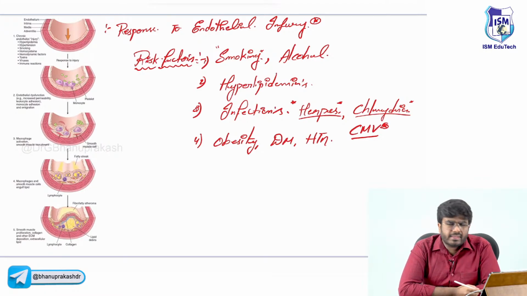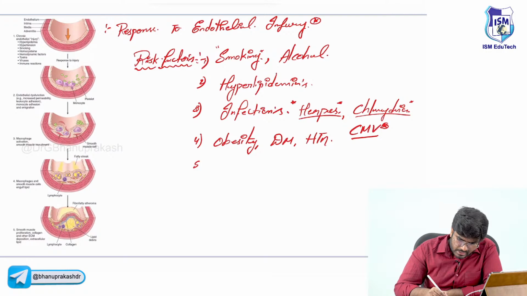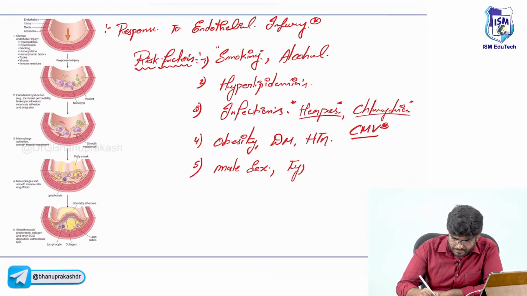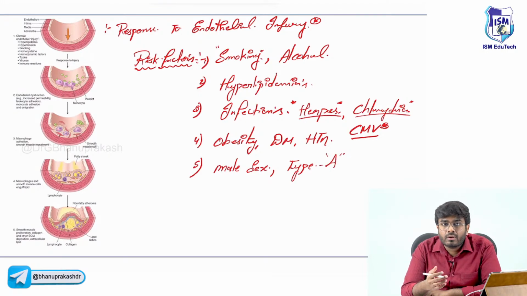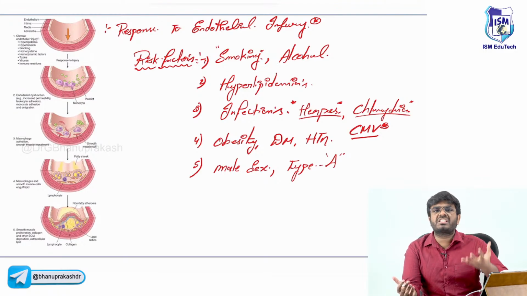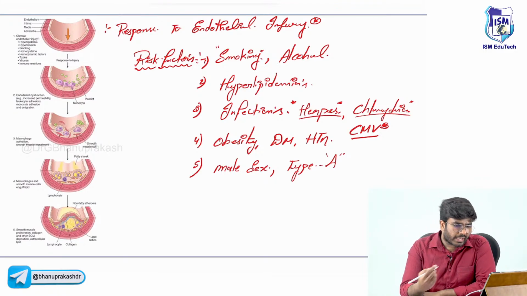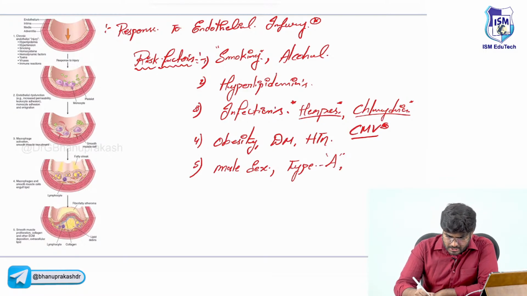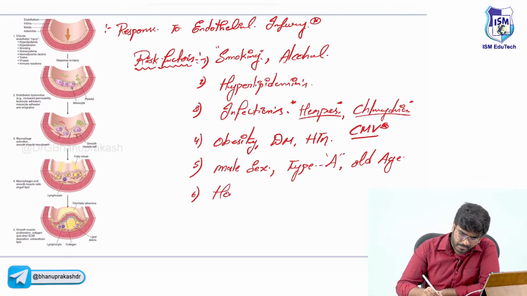Okay. Now, not only this, there are certain other important risk factors also, like male sex, type A personality, like type A personality who are always anxious, who are always alert, worried about everything. Okay, type A people who are goal oriented, always they will be continuously working. Stress people, always they are taking the stress. Okay, so type A personality and old age. Next, homocystinemia. Okay, homocystinemia, it's a disease.